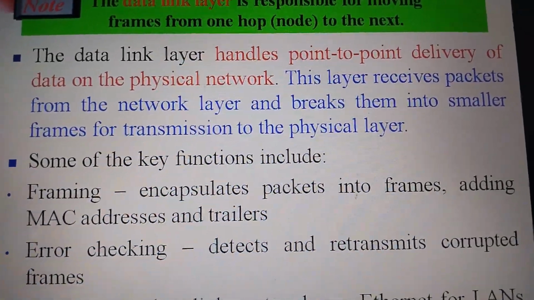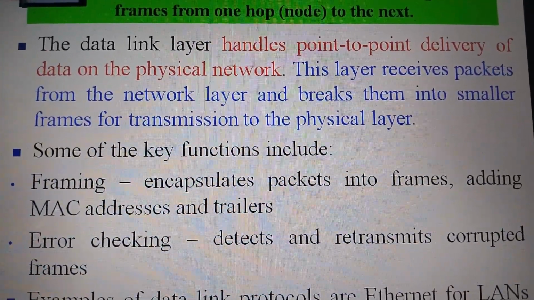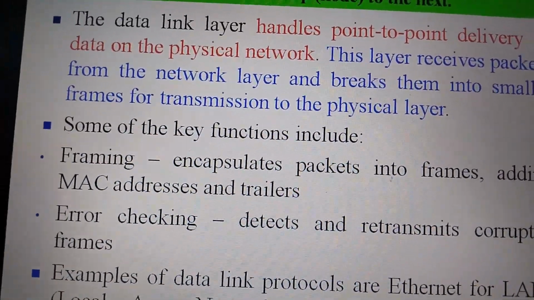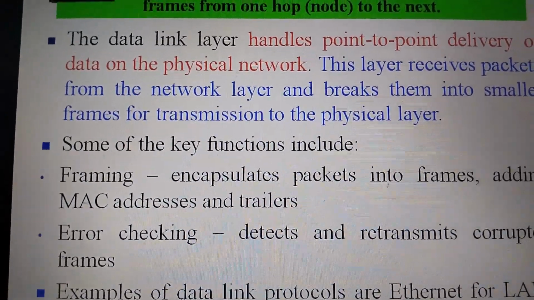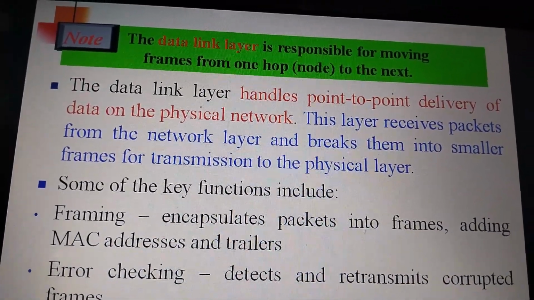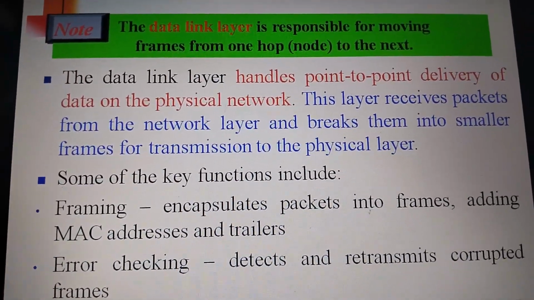Okay, the network layer is above it, so it will take the packets from the network layer and break them into smaller frames. Initially the data will be divided into smaller packets. Then again the data link layer will divide the packets into small frames. Okay, these frames will be delivered in the physical layer from sender to receiver.